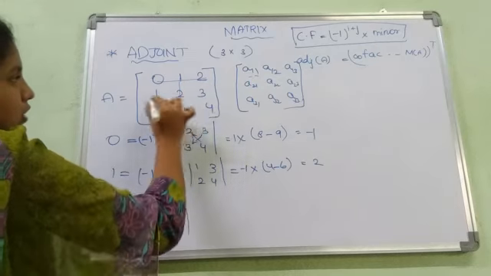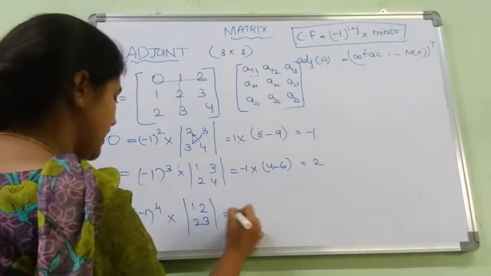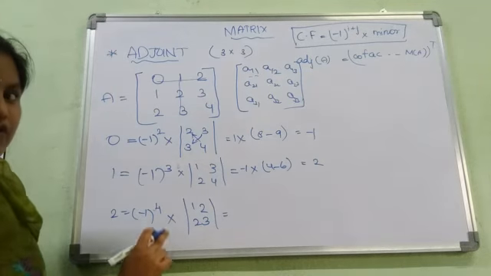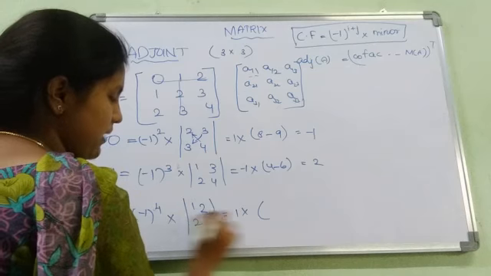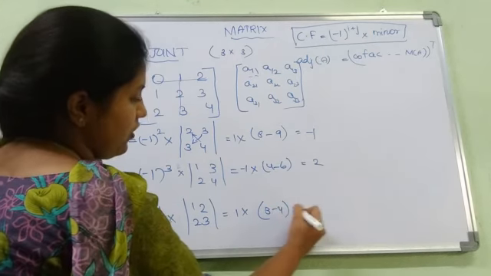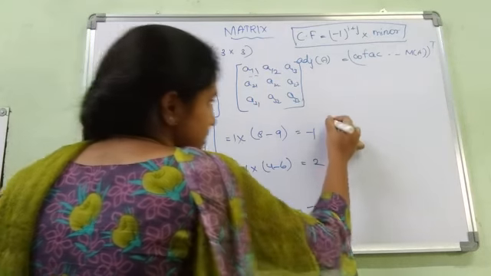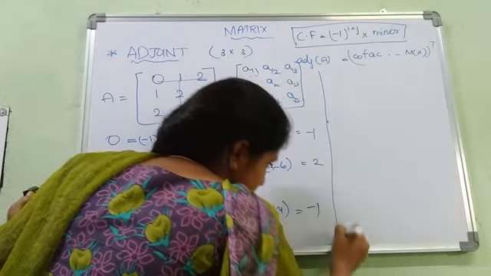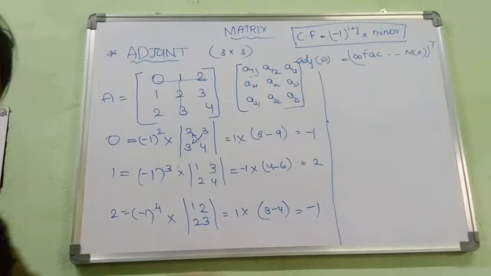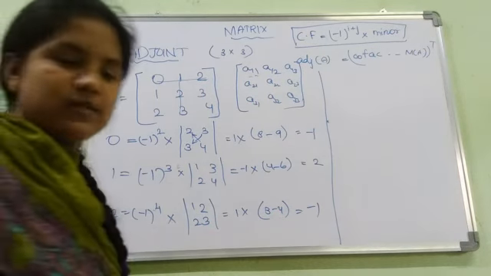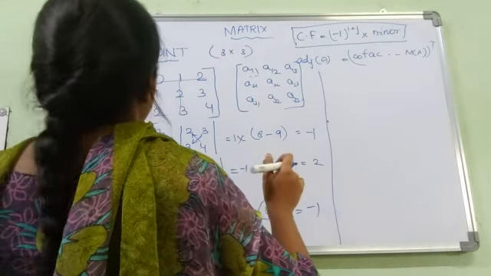Cut this row and column, then you'll get 1, 2, 2, 3, which is equal to -1 to the power of 4 times (1 into 3 is 3, minus 2 twos, 4), so 3 minus 4 is -1. So you'll get -1. If you have understood these 3, then you can do all the other things, but I am explaining it for your own good.